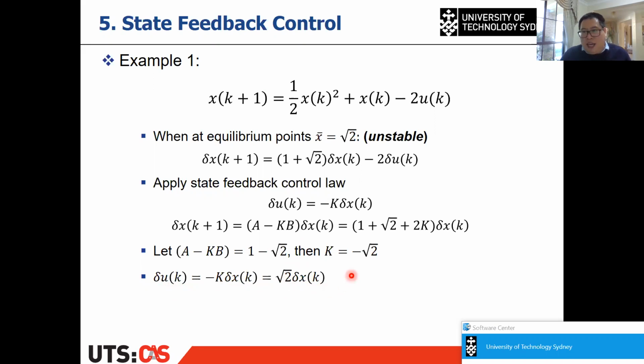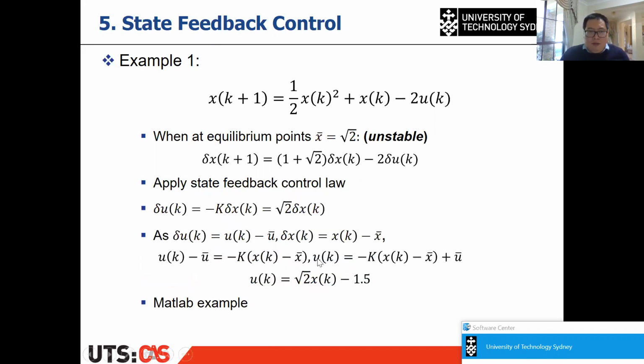But this is not the end of the solution. If you remember, delta u is equal to u minus u bar, and delta x is equal to x minus x bar. Then which means if you want to calculate the exact u in the original nonlinear discrete time system, we need to replace delta u and delta x back there. So here we have delta u is equal to square root of 2 times delta x.